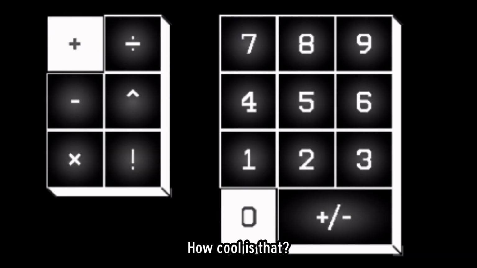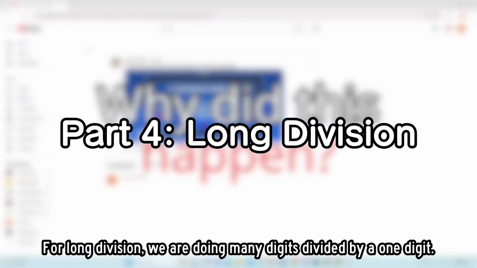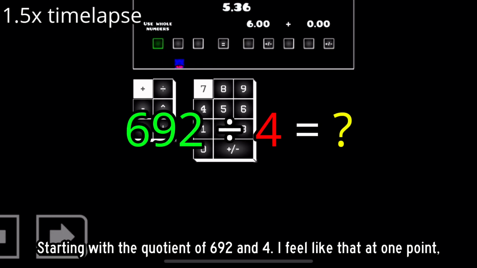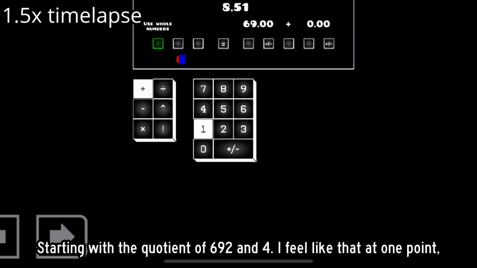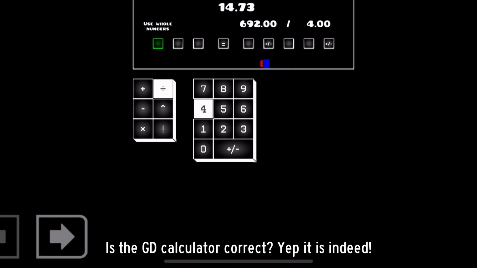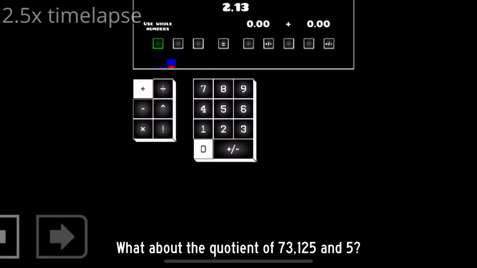How cool is that? For long division, we are doing many digits divided by a 1 digit, starting with the quotient of 692 and 4. I feel like that at one point the GD calculator will get it wrong and inaccurate. Is the GD calculator correct? Yep, it is indeed.